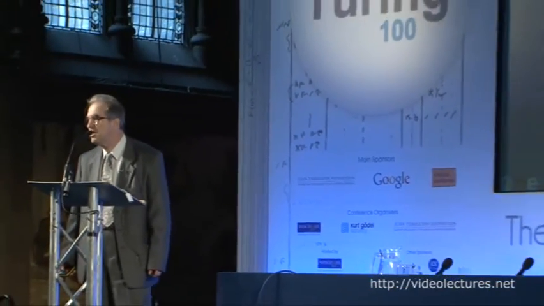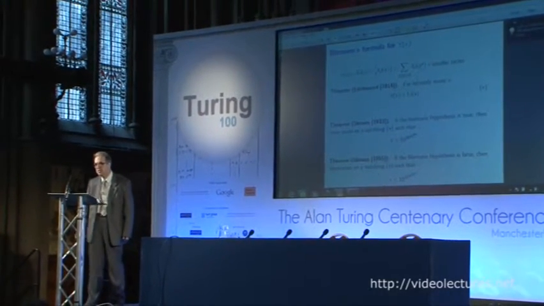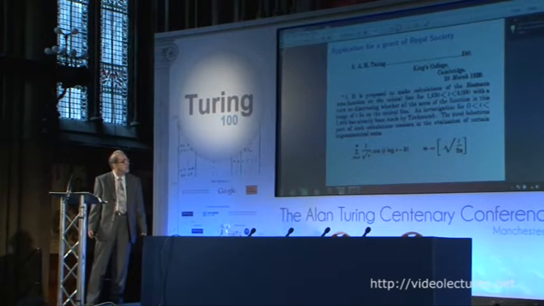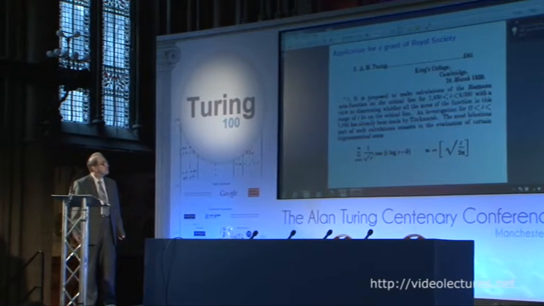In fact, number theory never was the main occupation of Turing. He did many things at the same time, and in the 30s he published his famous paper about what we now call the Turing machine. He went to Princeton to write his dissertation with Alonzo Church, but in 1938 he came back to Cambridge and returned to think about the Riemann hypothesis. And on March 28, he wrote a proposal to the Royal Society.